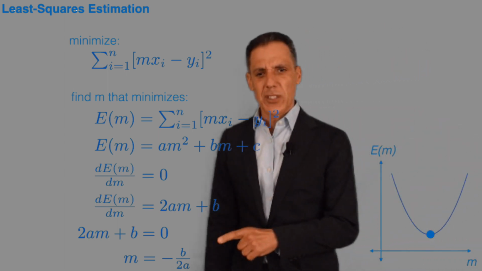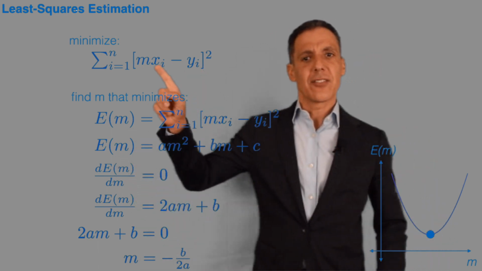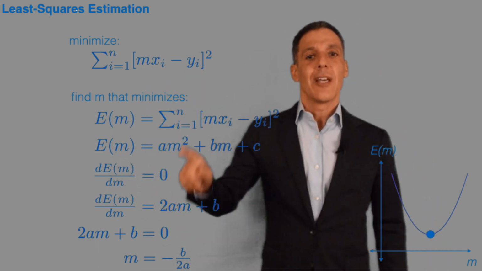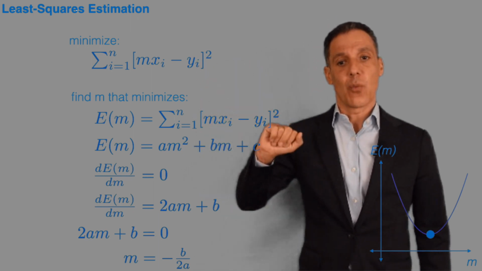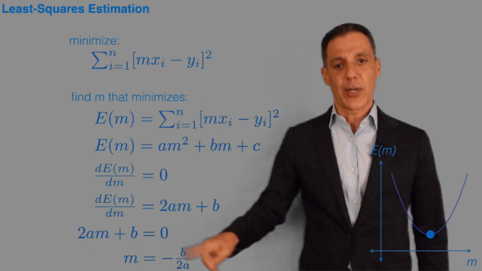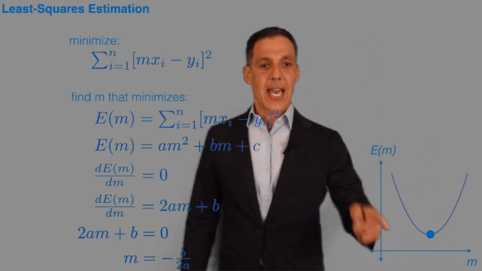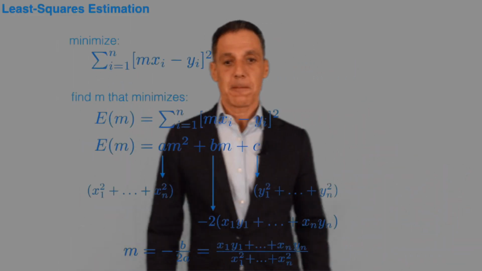So, by the way, what's b and a? We have to go all the way back to where we started. A is the sum of the squares of all the x terms. B is equal to the sum of the product of x's and y's. Compute those, multiply a by 2, take the ratio, negate it, and that is the m that minimizes this measure of goodness of fit. Okay?